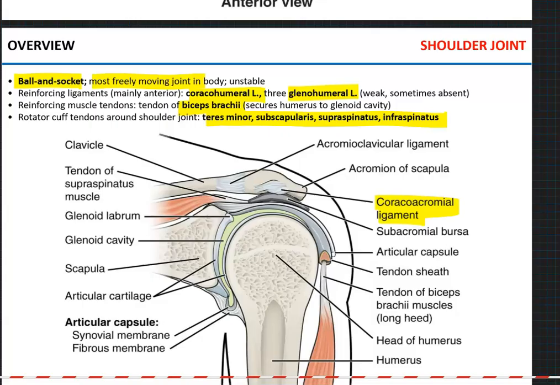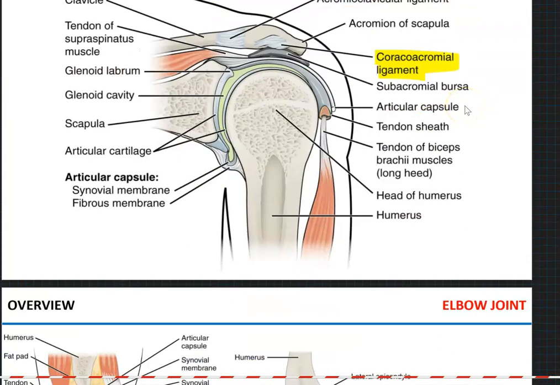The thing is, they are weak, and in some, they're not even standard in different people. Some people may have a more or less stable shoulder because of a different number of glenohumeral ligaments. Okay? So far, does that make sense?